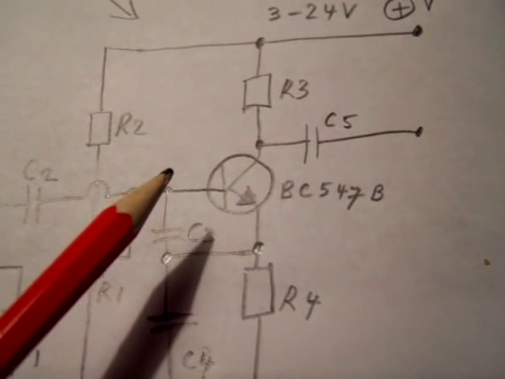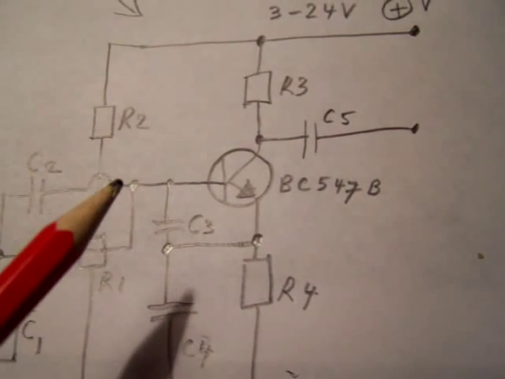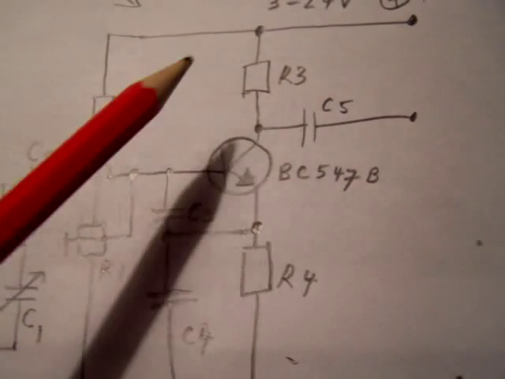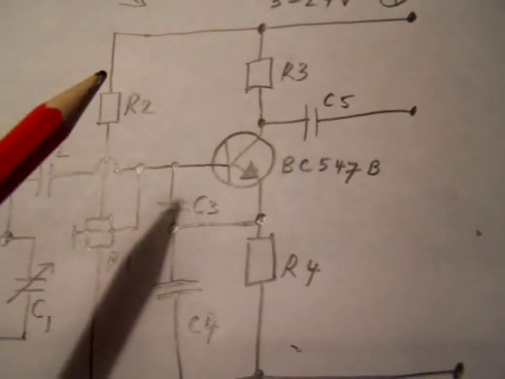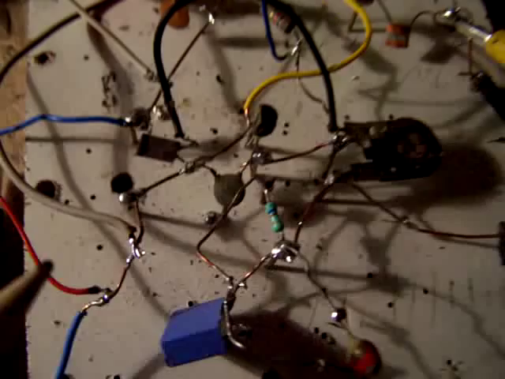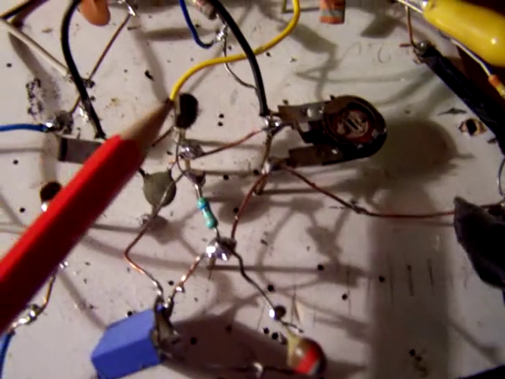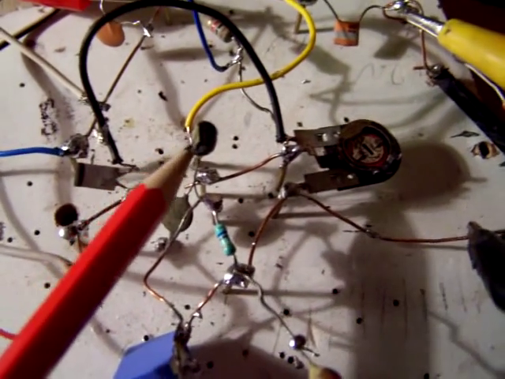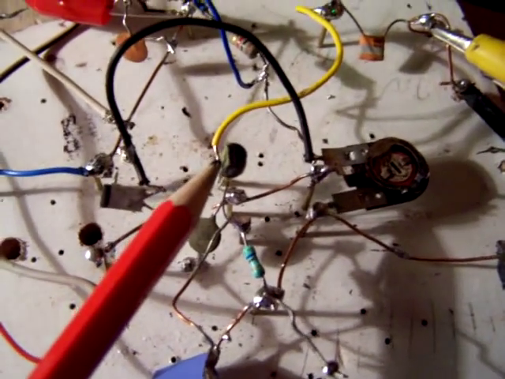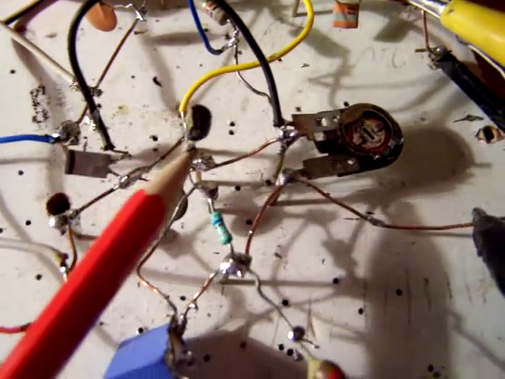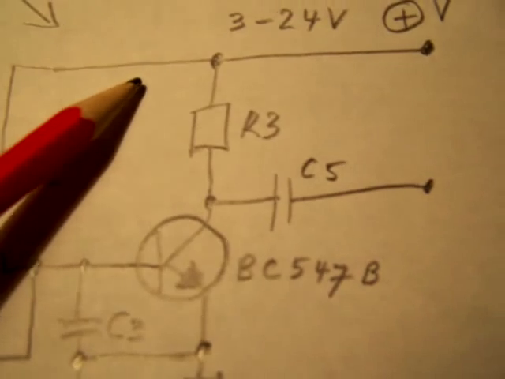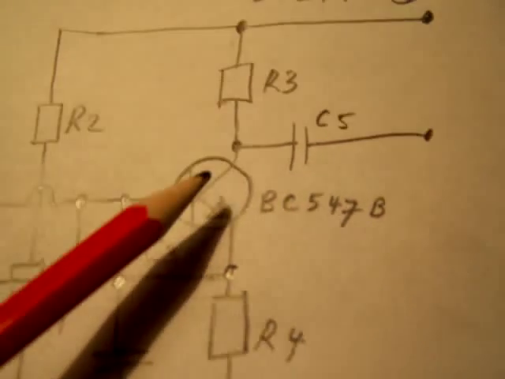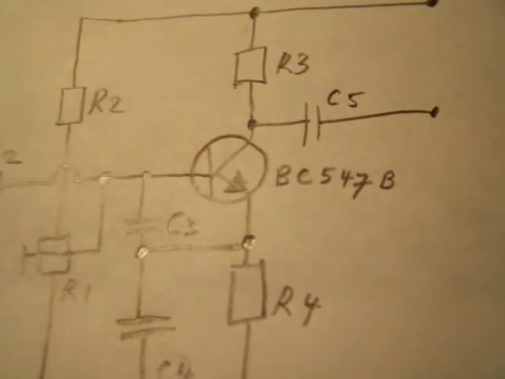This maximum current is limited by the transistor itself, and especially by how many watts this transistor can handle. In these circuits, these small oscillators, we always use these small transistors. They can handle approximately 100 milliwatt or so. So you can use Ohm's law to calculate these two values.